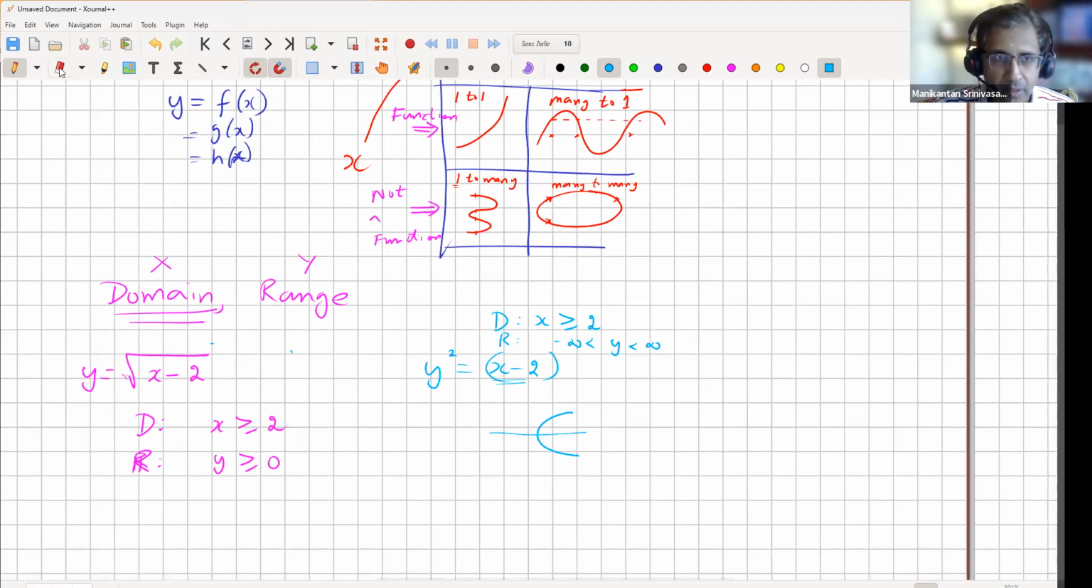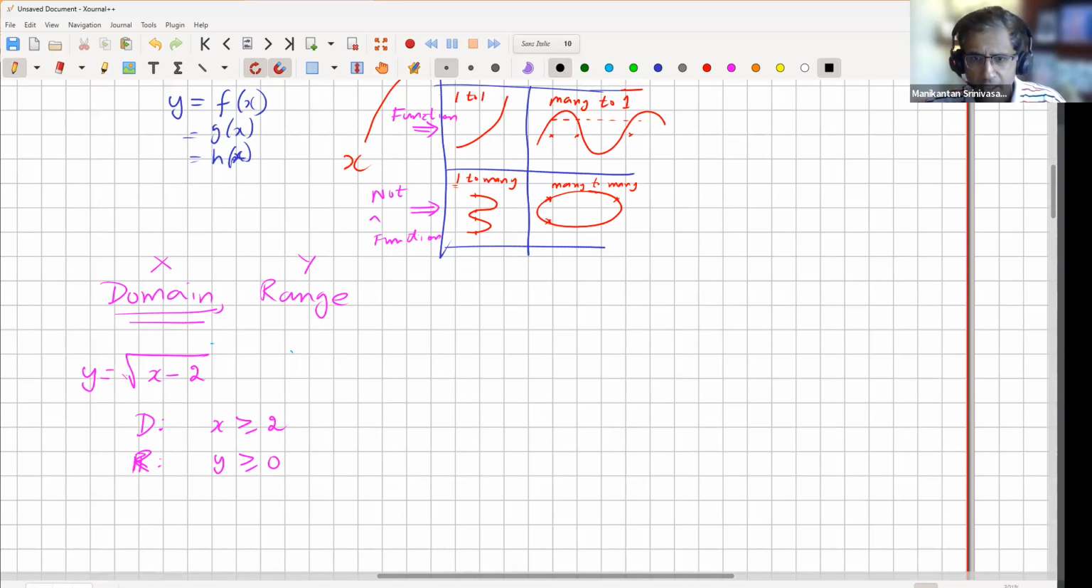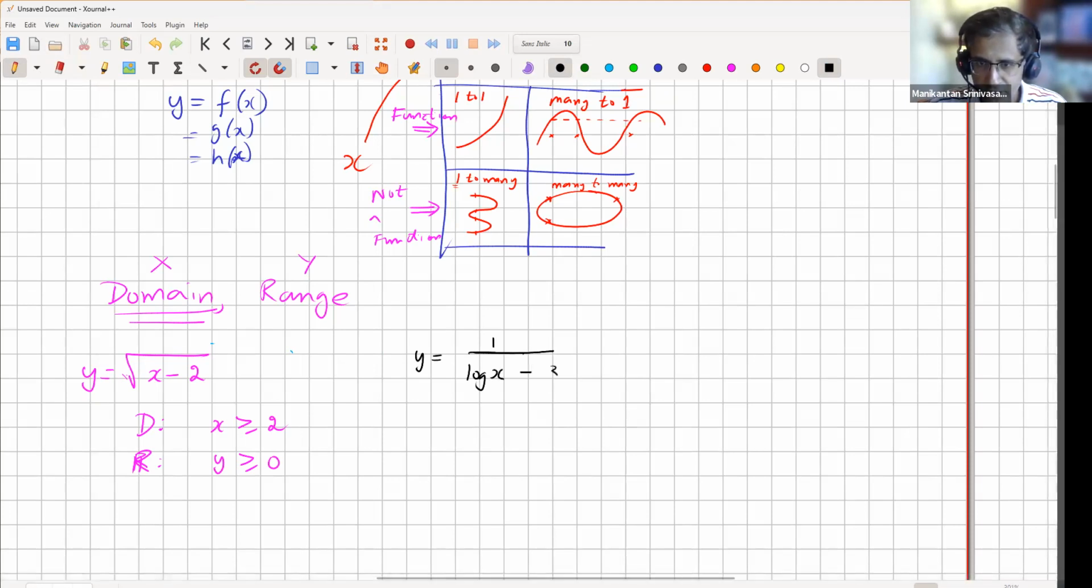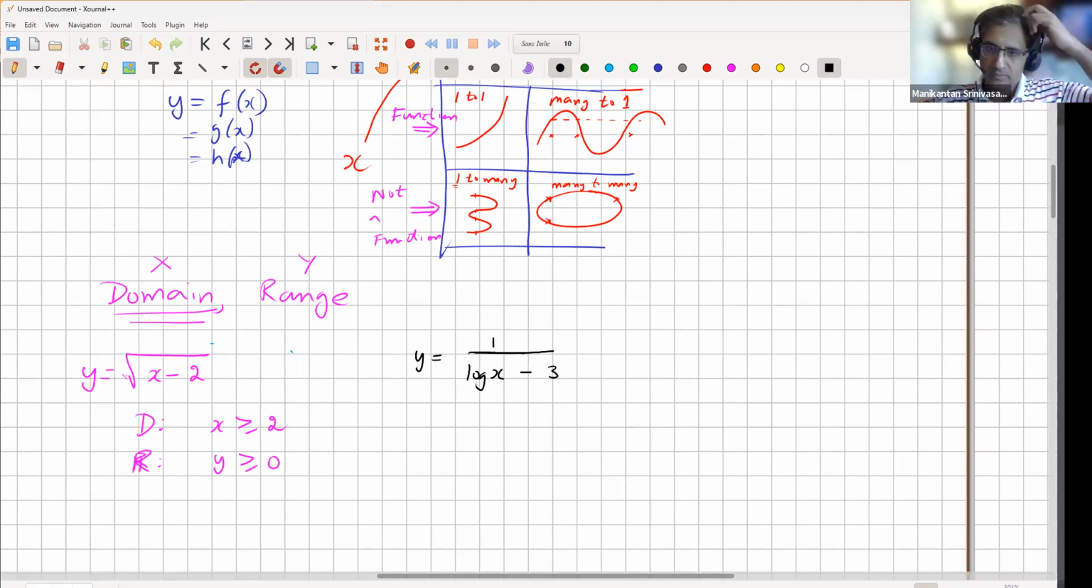Okay, cool. All right, so let's do another one. Sorry, I did not have to erase this, but it's fine. Okay, let's focus on functions for now. That's the most important rather than relations, right? So suppose I have y equal to, maybe I'll make up another one, 1 by log x minus 3. This is log x.